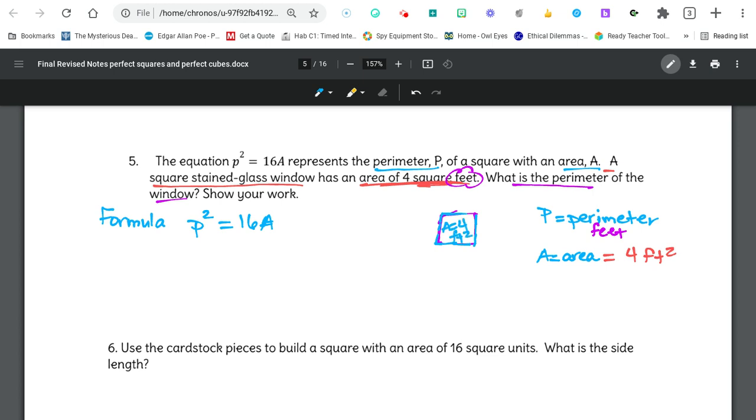Now there's another way to figure this out. You could have taken the square root of 4 and gotten 2. And every side is 2. So the perimeter would be 2, 4, 6, 8. 8 feet. But you can also use this formula, guys.